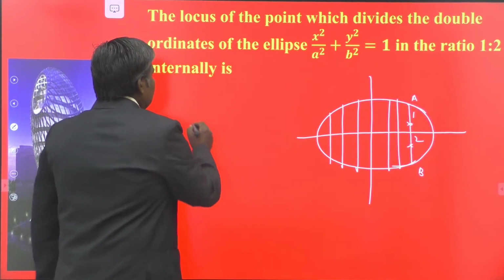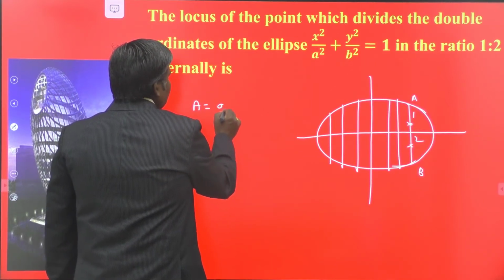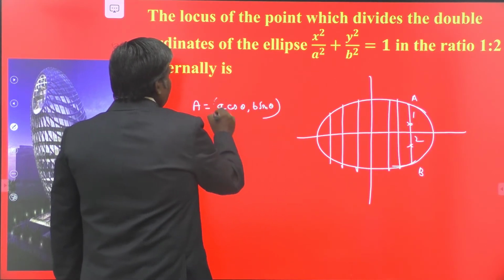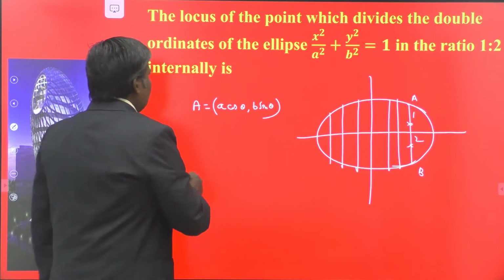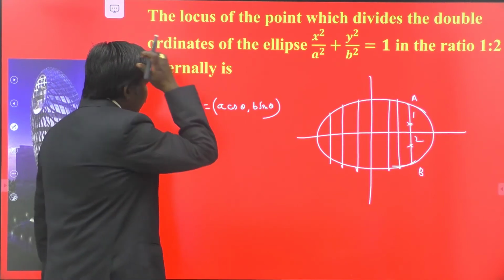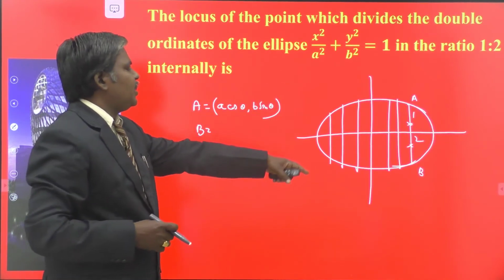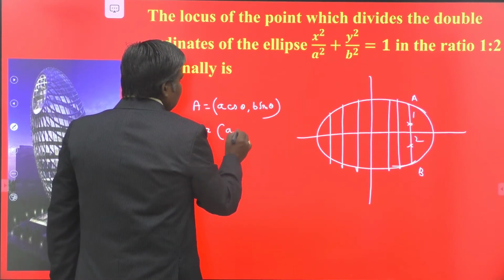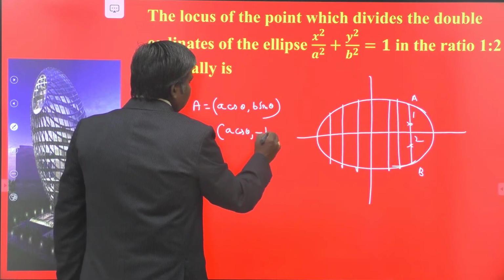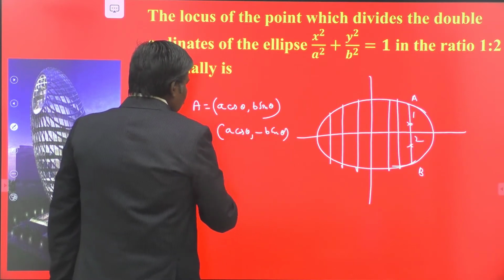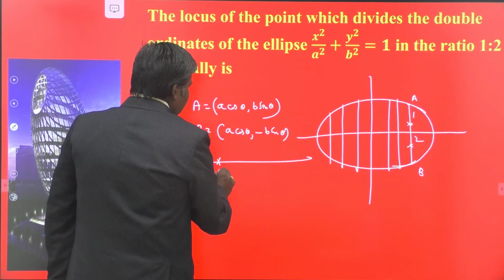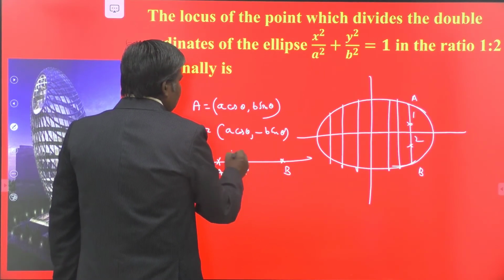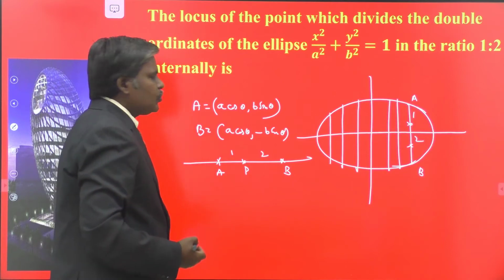So first, A is a cos theta comma b sin theta. Your point A is a cos theta comma b sin theta. Can you guess the coordinates of B or not? We can easily write the image of A with respect to the x-axis. That is a cos theta comma minus b sin theta. So this is A and this is point B. This is your point on the locus that divides in the ratio 1:2.